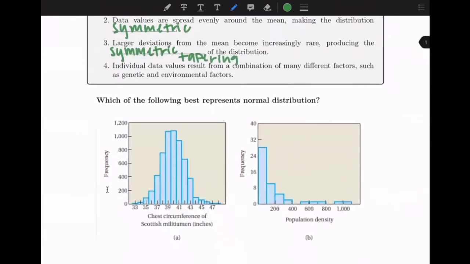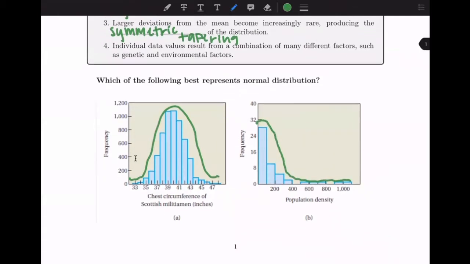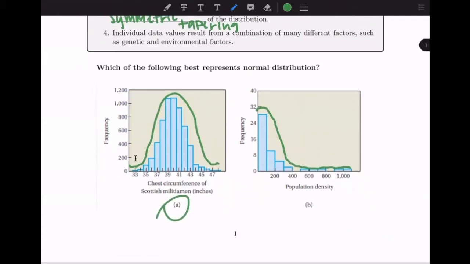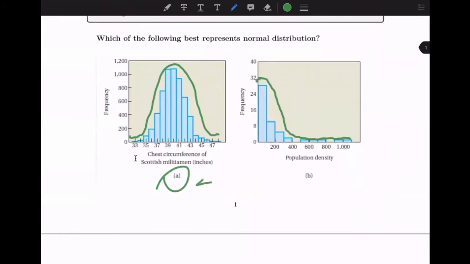Which of the following best represents normal distribution? Well, if we're looking, we can see that letter A has this nice bell shape, and letter B has this kind of skewed data. So we would say A best represents normal distribution.